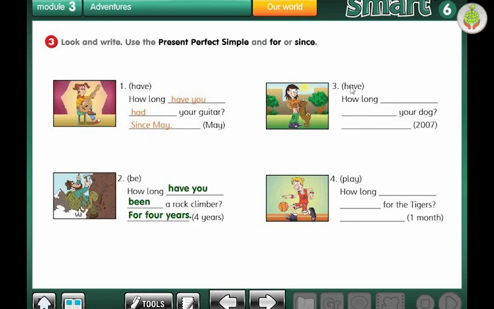Number 3, have. In the past participle had. 2007, so they specified which year, so we're going to say since 2007. Number 4, play. How long have you played the guitar? Month. Did they say which month? No, they didn't, so for 1 month. Very good. Please write it down in your book.